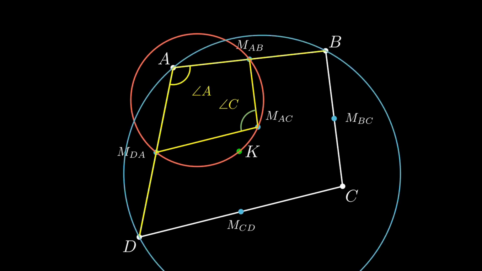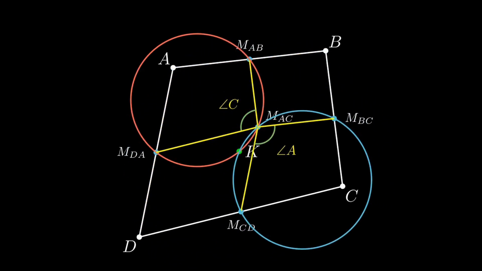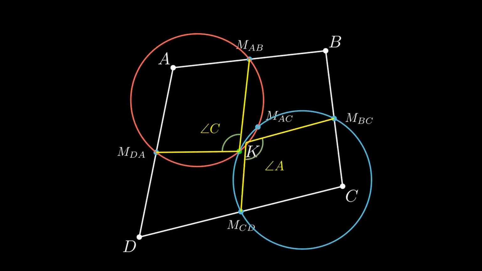Similarly, with the angle DAB and circle DAB, we scale it down about C and we get angle MBC, MAC, MCD equal angle A. Define the point K to be the intersection of these two smaller circles. Since the angles subtended by same arcs are equal, the angle MAB, MAC, MDA equals angle MAB, KMDA, which is subtended by the arc MAB, MDA, and the angle MBC, MAC, MCD equal angle MBC, KMCD, which is subtended by the arc MBC, MCD. Let us now prove that the other two smaller circles pass through K.